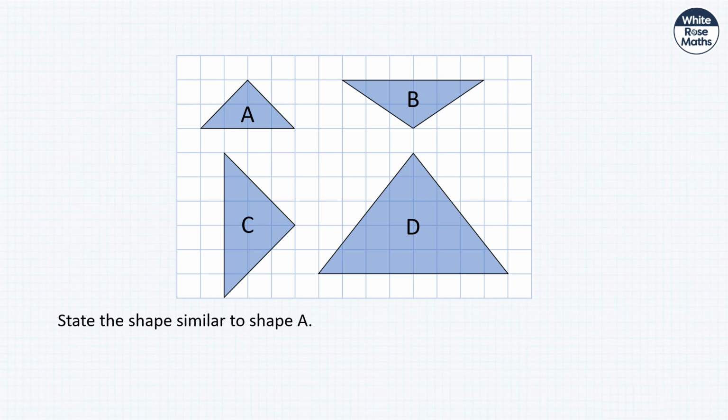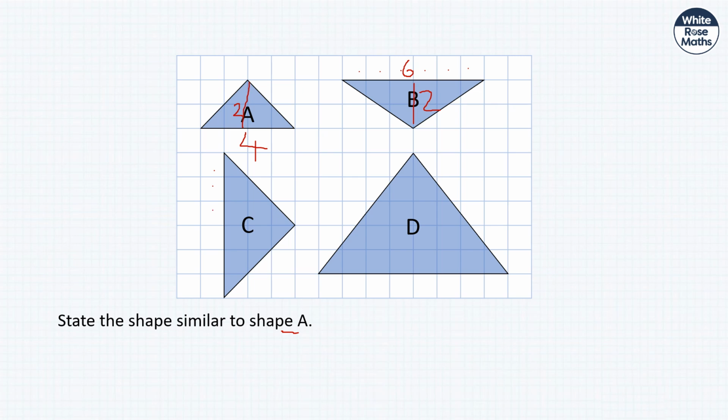Okay, next one. State the shape similar to shape A. So again, it has a scale factor that maps one onto the other. It goes across 4 here, and the height is going to be 2. If you look at B, 1, 2, 3, 4, 5, 6, but the height here is 2, so it can't be B because the height should also have transformed by 1.5, which means that it has to be shape C.